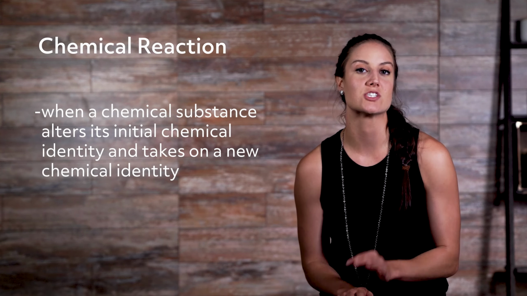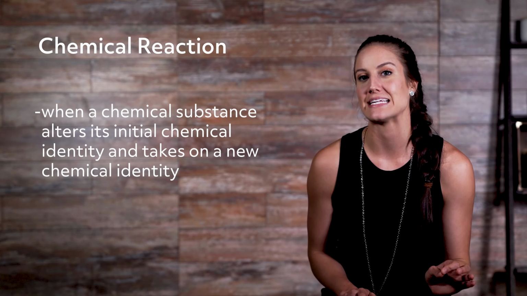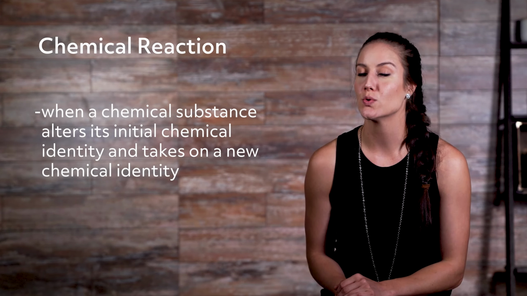Hey guys, welcome to this Thermometrics video over chemical reactions. In this video, we'll take a look at the definition of a chemical reaction, characteristics of chemical reactions, types of chemical reactions, and other things that are pretty important to know. First, the definition. A chemical reaction has taken place when a chemical substance alters its initial chemical identity and takes on a new chemical identity.